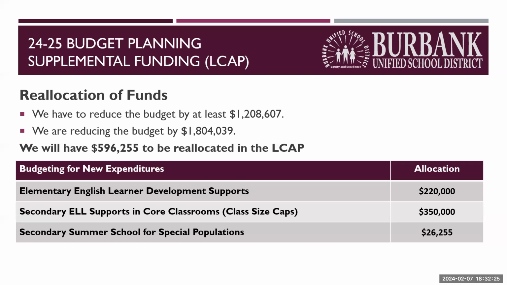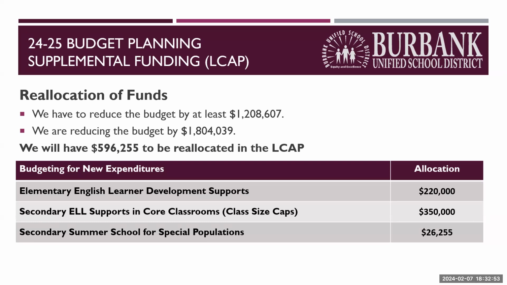The last reallocation here is secondary summer school for special populations. This is a commitment on our end to continue to provide credit recovery options for any of our students that failed a special education class. That's not a requirement. Summer school in general is not a requirement for us as a district, but this is something that we're committed to in supporting that population.